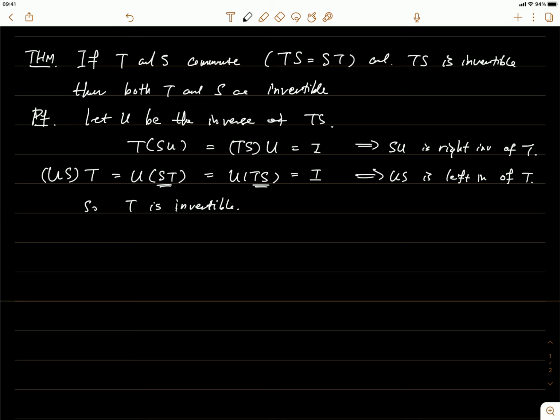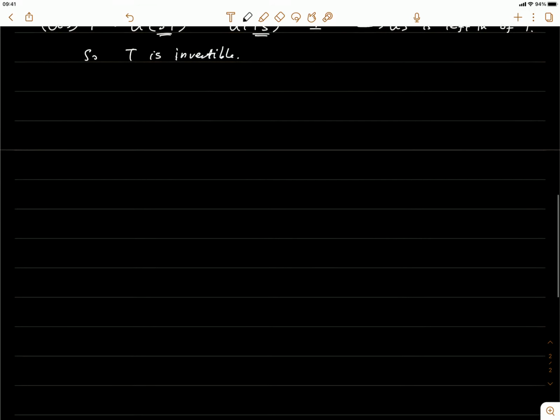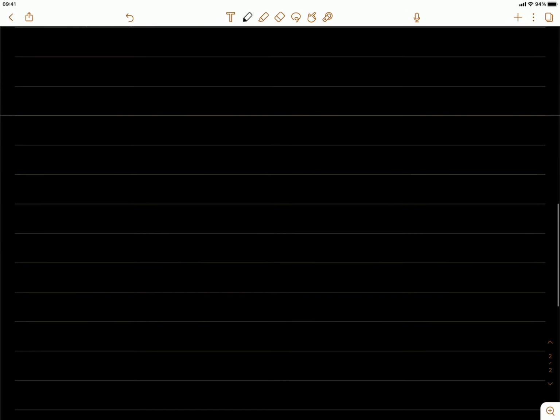Okay? Similarly you can show that S is invertible. Okay, so that's one simple fact. Another result is about invertibility for some T, or in the neighborhood of some T.